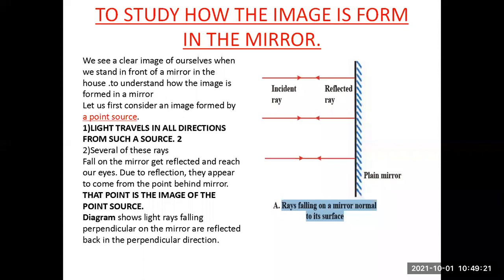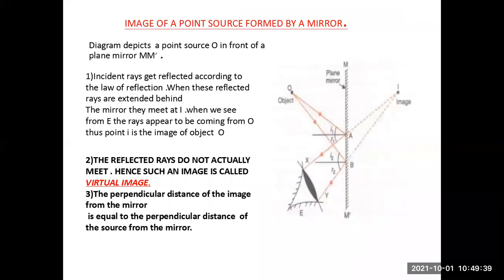So what does this diagram show? This diagram shows light rays falling perpendicular on the mirror and being reflected back in the perpendicular direction itself. What is perpendicular? They make a 90-degree angle with the plane mirror. This also you must have studied.